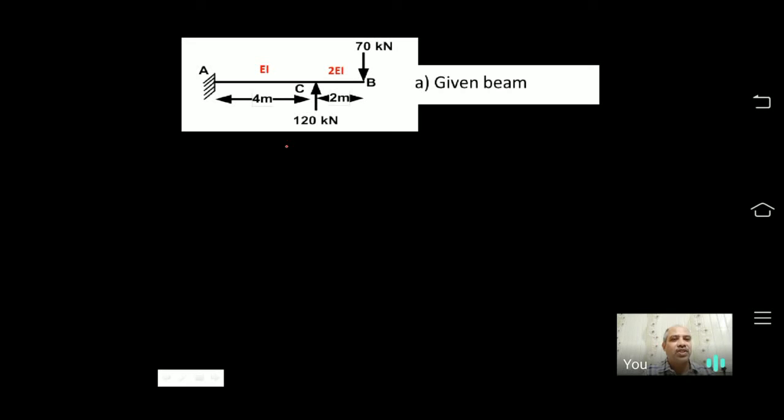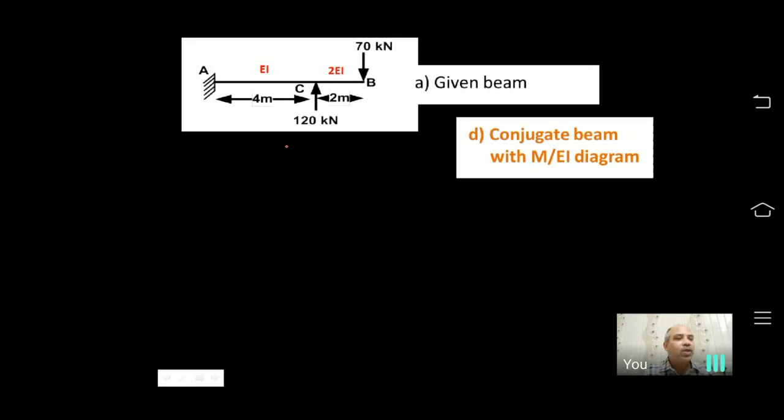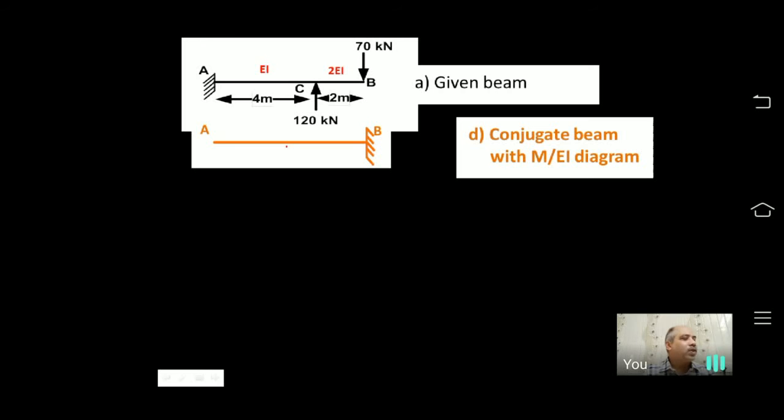Now we have the given beam, so the given beam is given in this fashion. Then we are going to plot the conjugate beam. So the conjugate beam is in this way. Now I will draw the M by EI diagram first due to 70. Now you can see this due to 70.